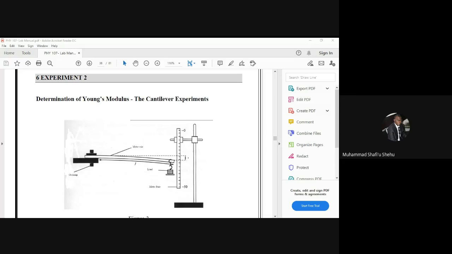So before we go into our experiment, I would like to know if you have any idea on what Young modulus is all about. Do we have anybody that has an idea on what Young modulus is? Yes, sir. Okay, so what can you say about it? So Young modulus is like the ratio of tensile stress to tensile strain. Yes, tensile stress to tensile strain.